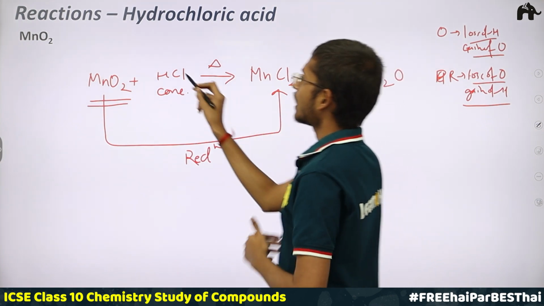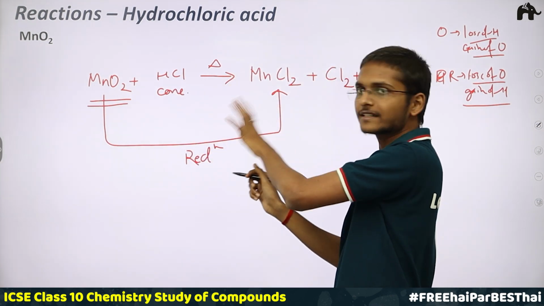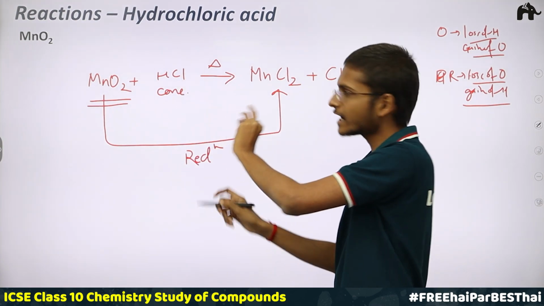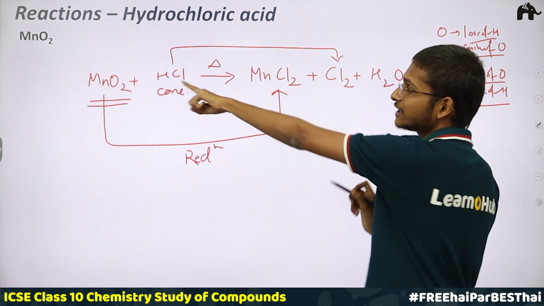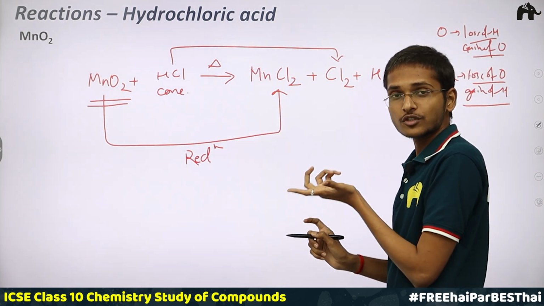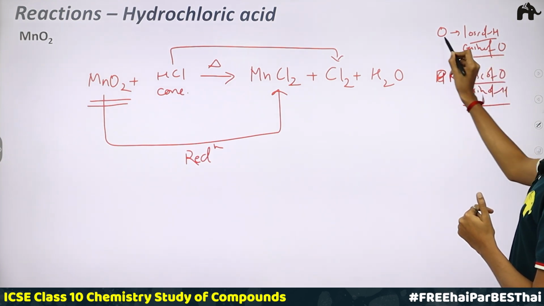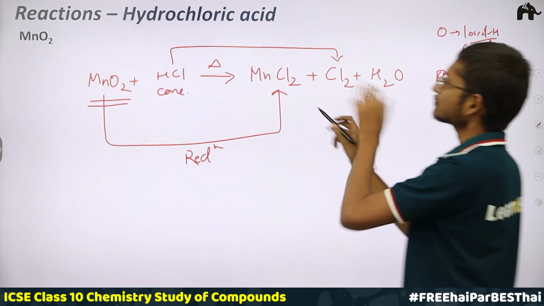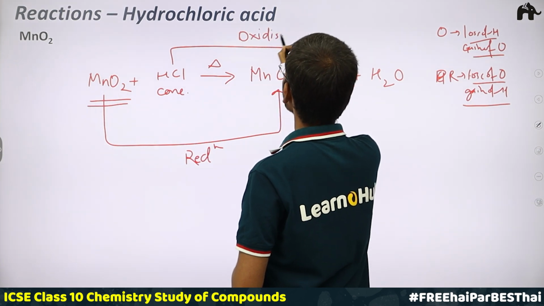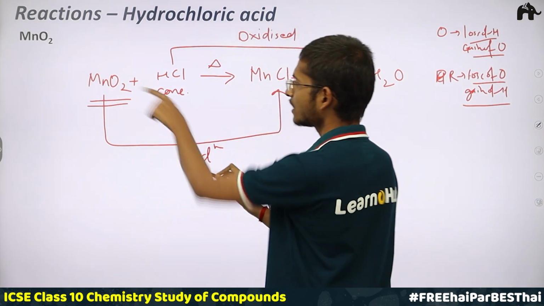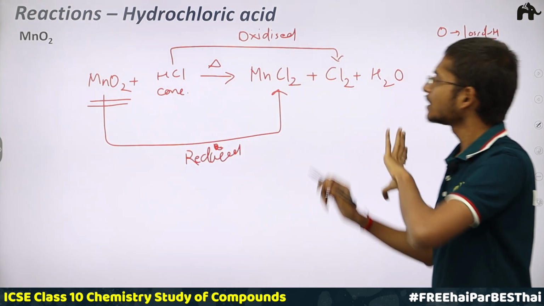In the same way, our hydrochloric acid, concentrated hydrochloric acid, see here HCl is getting converted into Cl2. So it is losing hydrogen. Loss of hydrogen means oxidation, so it is getting oxidized. What is getting oxidized? HCl is getting oxidized, MnO2 is getting reduced. Now in this way you have to remember.